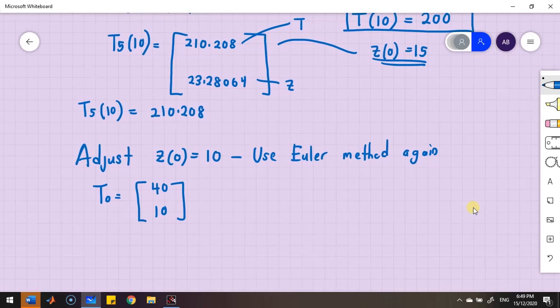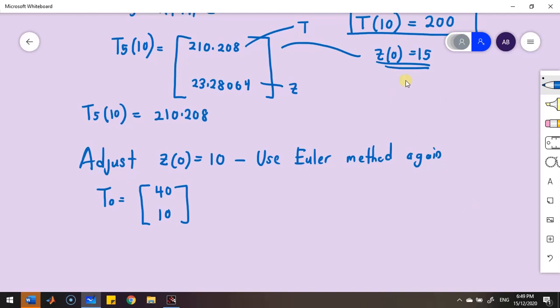Okay, so I hope you are still with me. Because we want to find the given initial condition for Z, that's why what we are doing now is to find the initial condition for Z. So let's try it again now with T0 as 40, 10. Do the Euler method again. For n equals 1, we have T1 equals T0 plus h f of x0, T0.